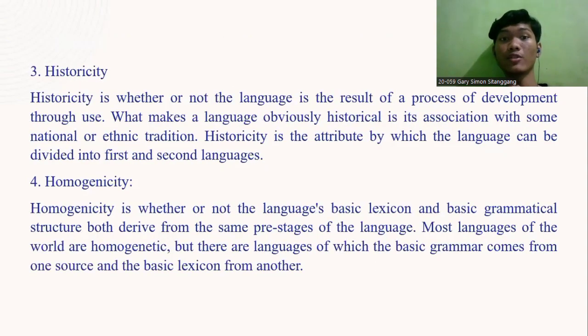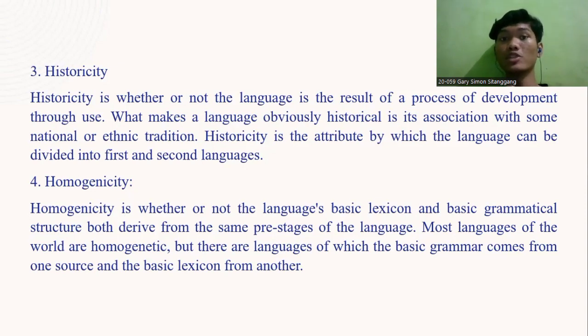The third is historicity. Historicity is whether or not the language is the result of a process of development through use. What makes a language obviously historical is its association with some national or ethnic tradition. Historicity is the attribute by which languages can be divided into first and second languages.